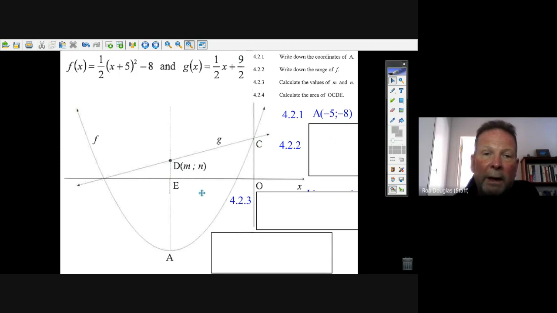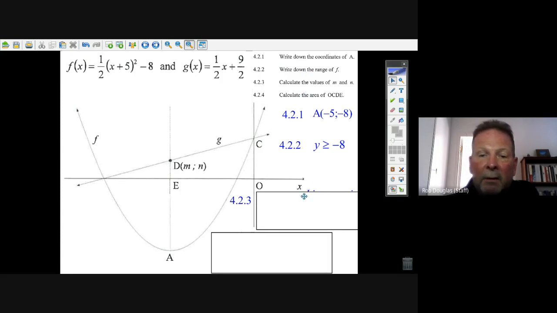But you can just read the turning point off of this. You take the opposite of this, whatever makes this part 0, minus 5, and minus 8, that is A. That's the coordinates of the turning point, which is A. Write down the range of the function f. Well, of this parabola, it means all the possible values for y. Well, the smallest y can get is minus 8. It turns there. So y is greater than or equal to minus 8 is the range of f.